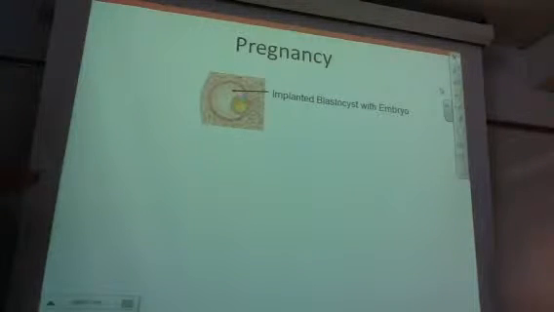We've already started developing an embryo right here. The inner cell mass is no longer just the inner cell mass in this picture. We do have an embryo forming. You can see some of the germ layers, or embryonic layers, already.